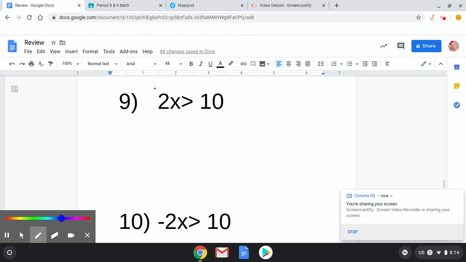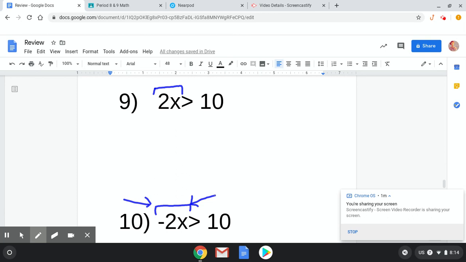Okay, so there are differences with these two types of equations. You see how this one is a positive 2 and this one is a negative 2. That is an important difference with inequalities. The one that has a negative 2 is the one where your inequality sign will flip. Okay, let me show you why.